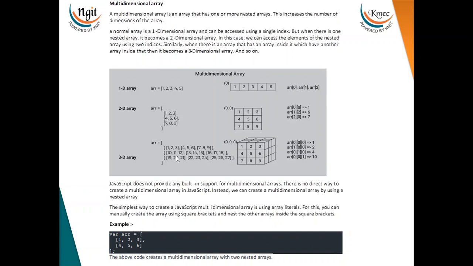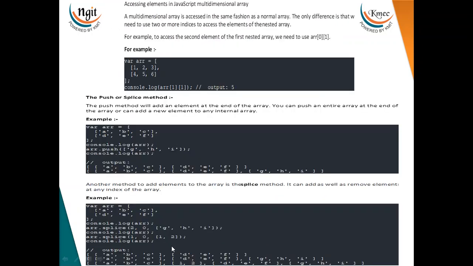JavaScript does not provide any built-in support for multi-dimensional arrays. There is no direct way to create a multi-dimensional array. Instead, we have to create an array using a nested array. So the above code will create a multi-dimensional array with two nested arrays.